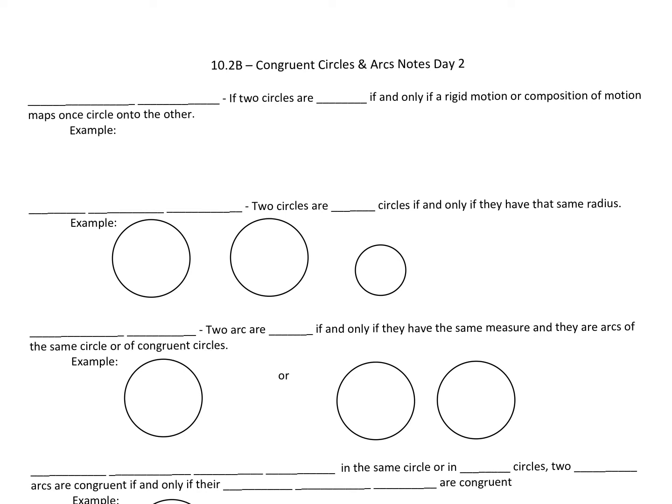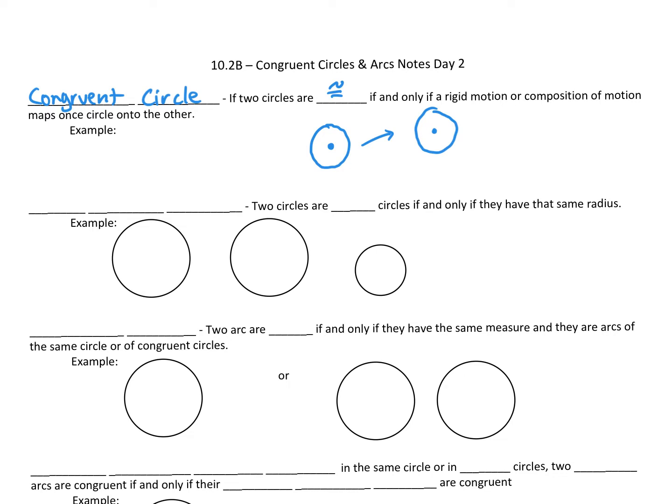It is 10.2b, and we are continuing with congruent circles, or our idea of circles. So today let's talk about congruent circles. A definition of a congruent circle is that it's the exact same shape. Two circles are congruent if only a rigid motion can be used. So if it's the exact same circle and you move it somewhere else, then we consider those congruent circles.